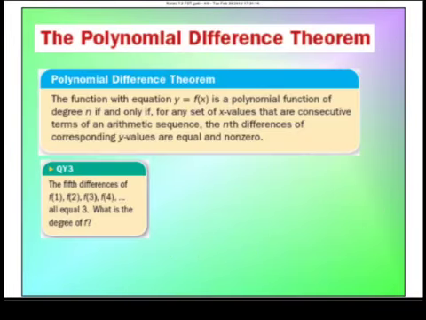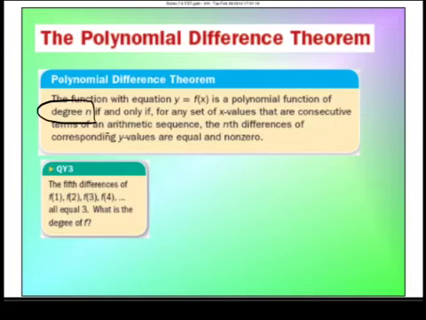Now, if we formally talk about the differences theorem, it says this. The function with the equation y equals f of x is a polynomial function of degree n if and only if, for any set of x values that are consecutive terms of an arithmetic sequence, the nth differences of the corresponding y values are equal and non-zero. Folks, what that told you is this. Go back to the last slide. Look at the outputs or the y's. When you find your level of differences, however many levels you went down is the degree of the function.